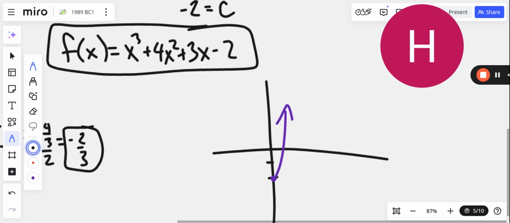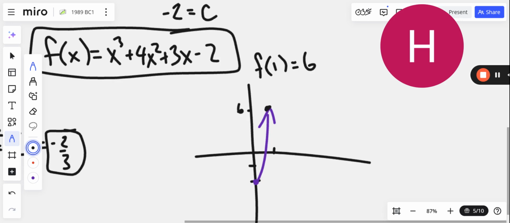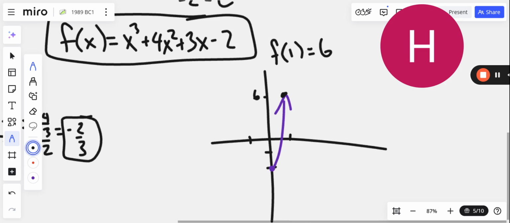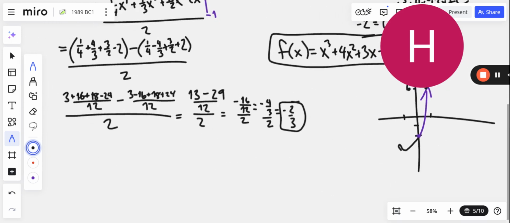So by the time it gets to 1, right, what's f of 1? This is going to be 8 minus 2 is 6. So by the time it gets to 1, it goes pretty high up there. But from -1 to 0, it probably spends a lot of time down here in the negative space. So the average value on that interval is -2/3.